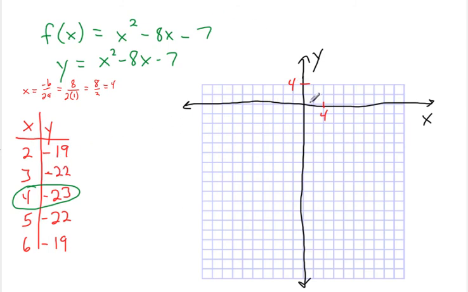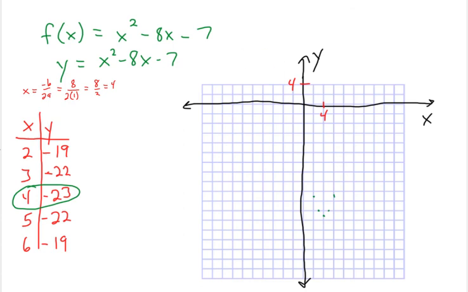So 2, negative 19 is going to be 2, 4, 6, 8, 10, 12, 14, 16, 18, 19 right in the middle. And we have 3, negative 22, so it's in the middle of these. And if that was 19, 20, 22. So that's going to be about there. 4, negative 23, so that's halfway. And then we're going to come back up because we have an axis of symmetry.